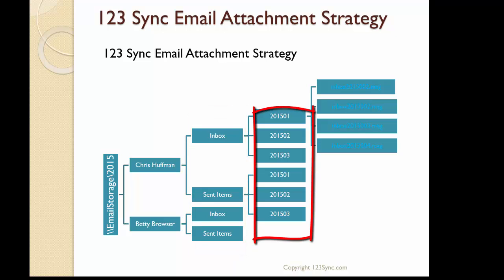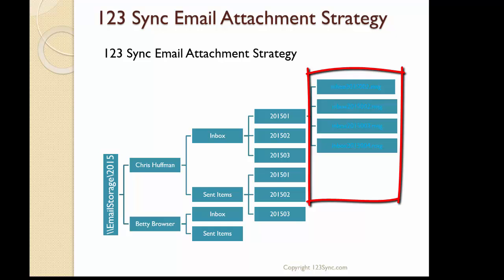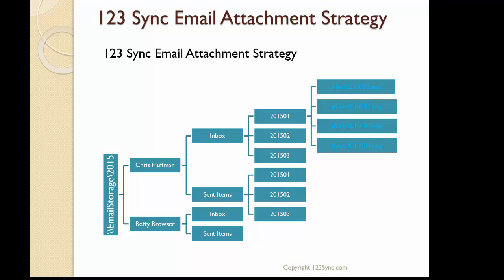2015-01: the year is 2015, and 01 is the month, so that's January. And then we deposit the emails in that folder. So all the shortcuts will point to these folders. So 2015-02 will show you all the emails that came in February. We do that for the inbox, and we do that for the sent items.